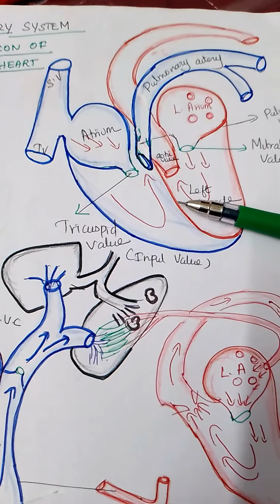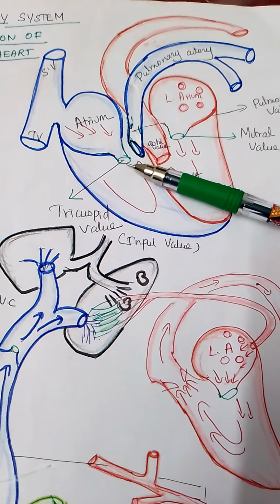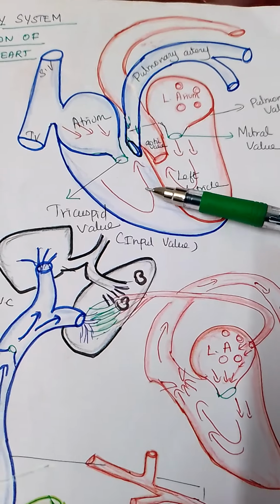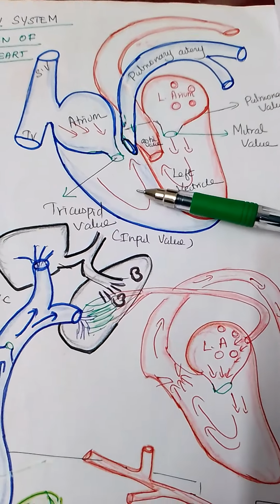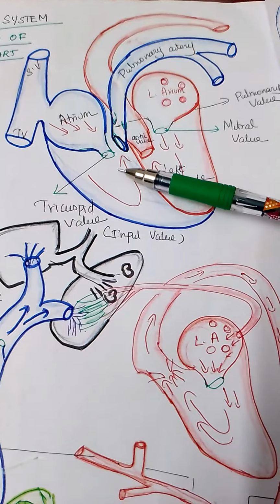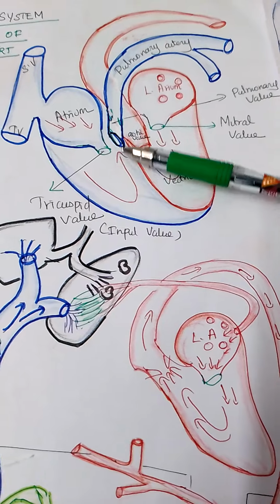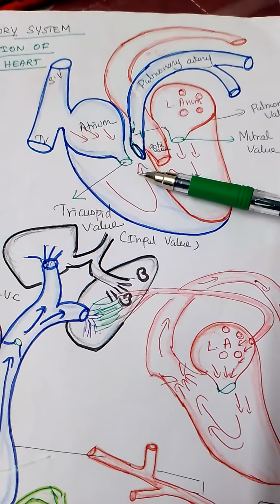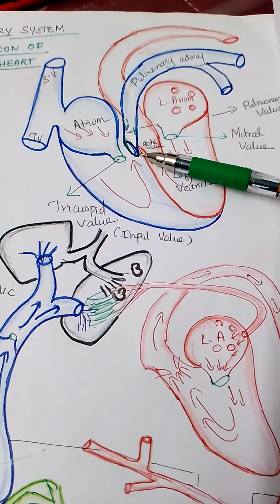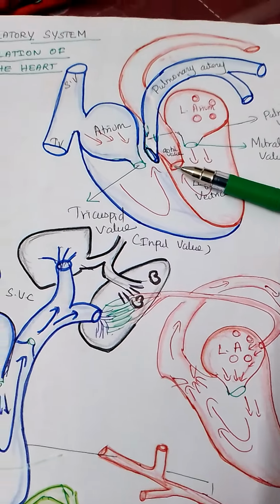Once the right atrial pressure increases, the tricuspid valve opens. This is called the input valve. When the tricuspid valve opens, the blood enters the right ventricle. From the right ventricle, the blood enters the pulmonary artery. The pulmonary valve directs the blood in one direction, because the function of a valve is mainly to make flow unidirectional. So the pulmonary artery takes the deoxygenated blood to the lungs.